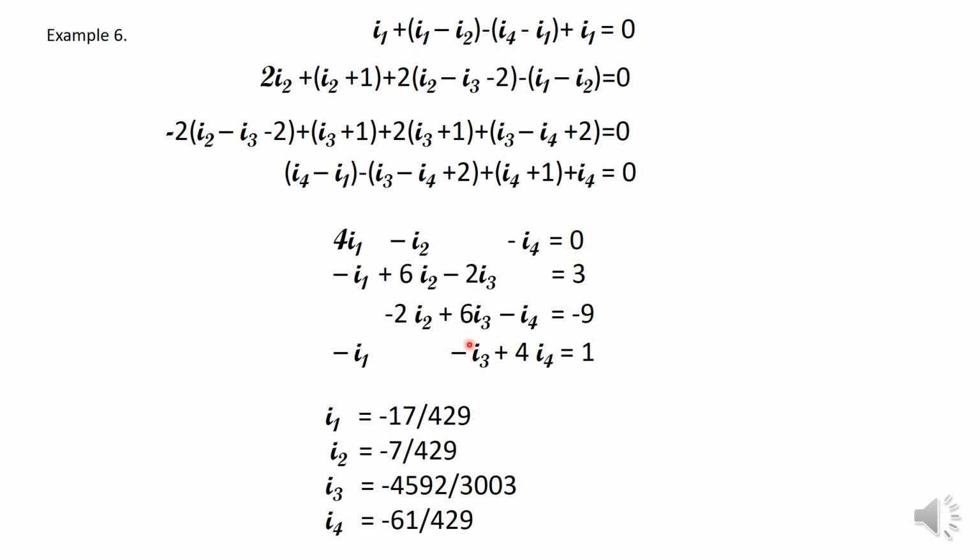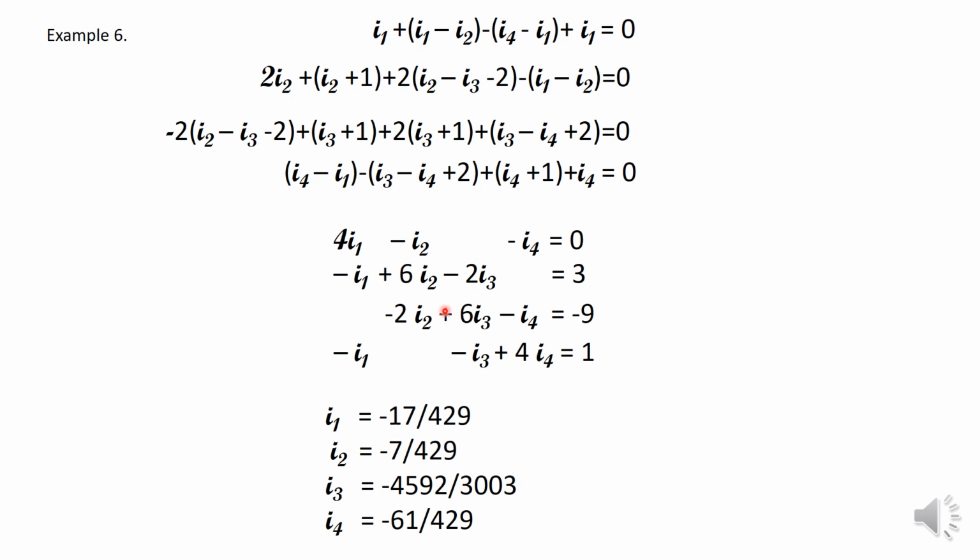So I have 4 variables here, I1, I2, I3, I4, and 4 equations I can solve to get values. And when you solve, you get these. I've not written it in decimal form, I've left it in fractional form. You get these values for I1, I2, I3, I4.